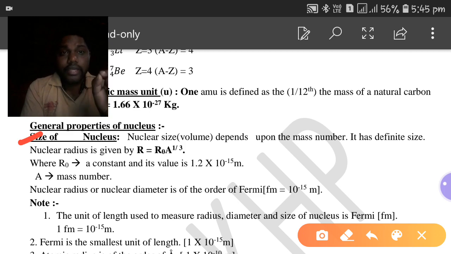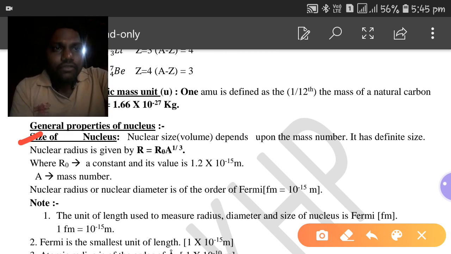First of all, nucleus has a definite size. We have to understand that the nucleus has a definite shape and size. And for the size of the nucleus, in other words, the volume of the nucleus clearly depends upon the atomic mass number. So how? To know the size or volume of the nucleus, the radius of the nucleus is necessary. That means nuclear radius is necessary. That nuclear radius clearly depends upon the atomic mass number.